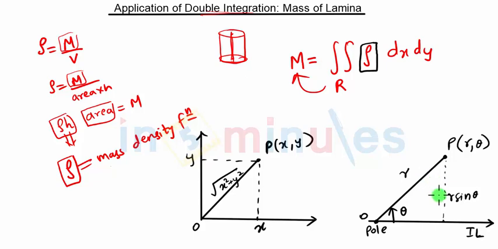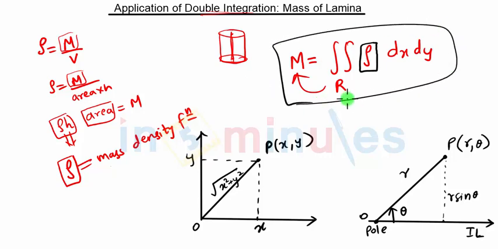That's how you have to extract the density from the question and find the mass using this formula. This will be more clear when we see the problem on this. So let's take one problem.